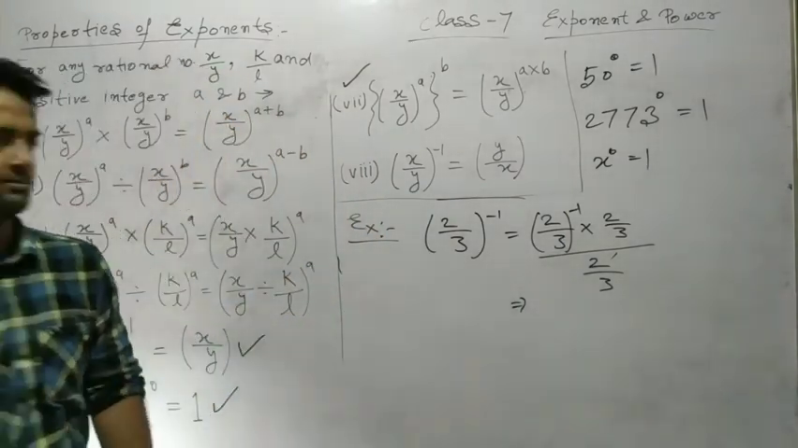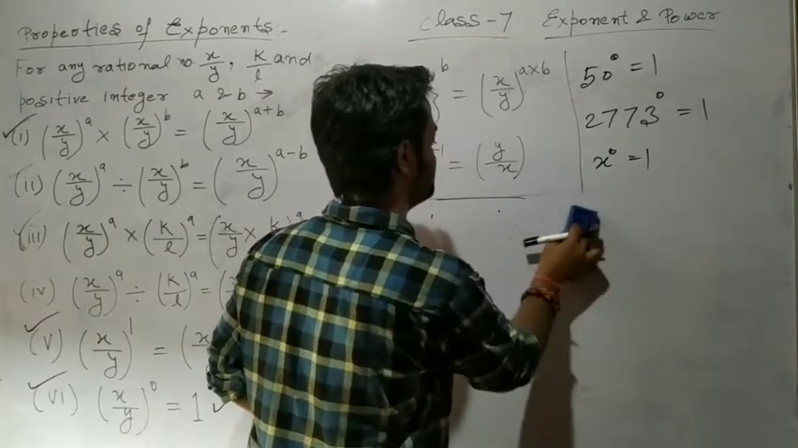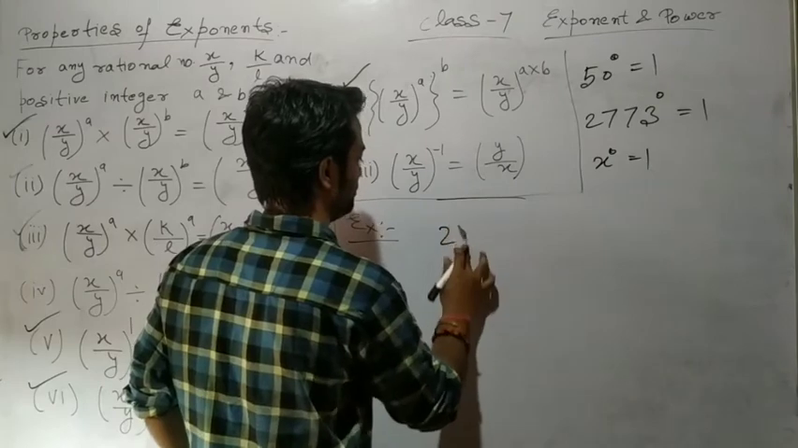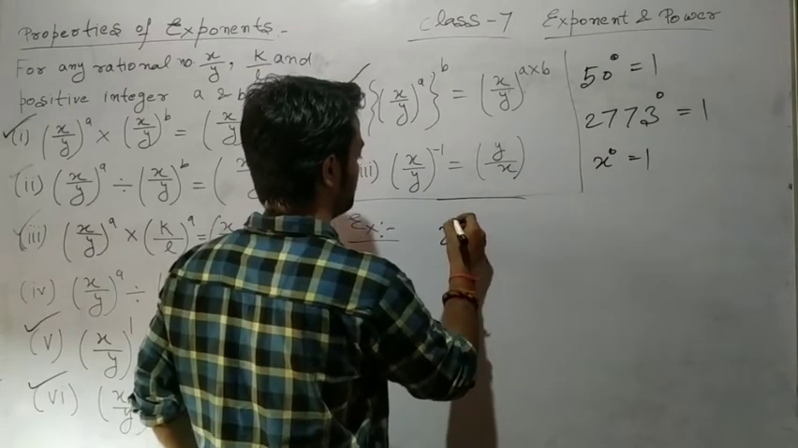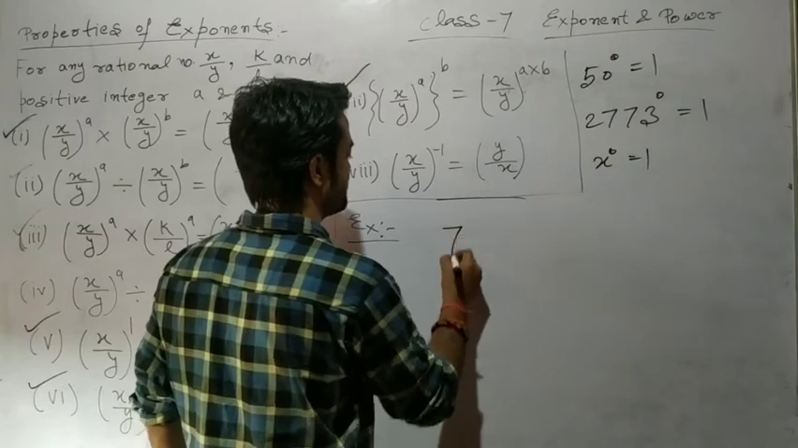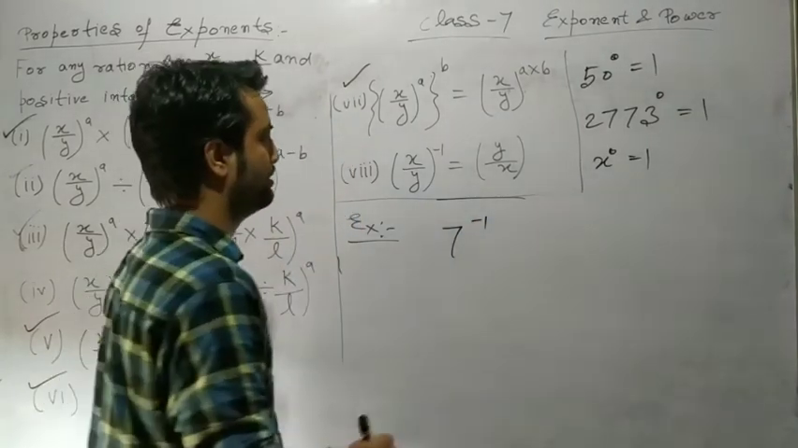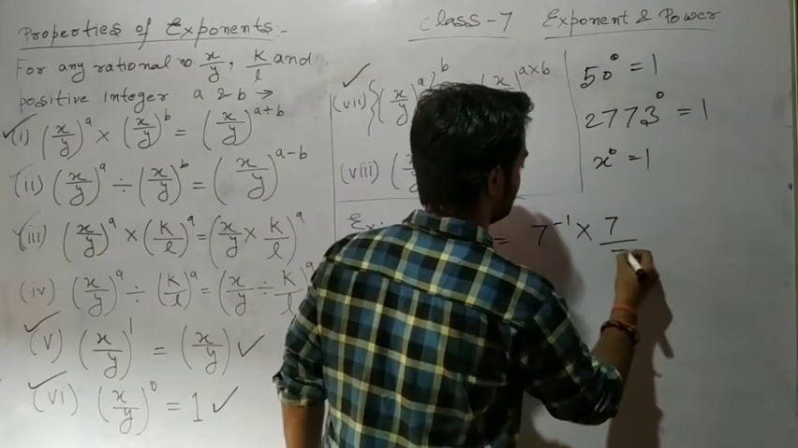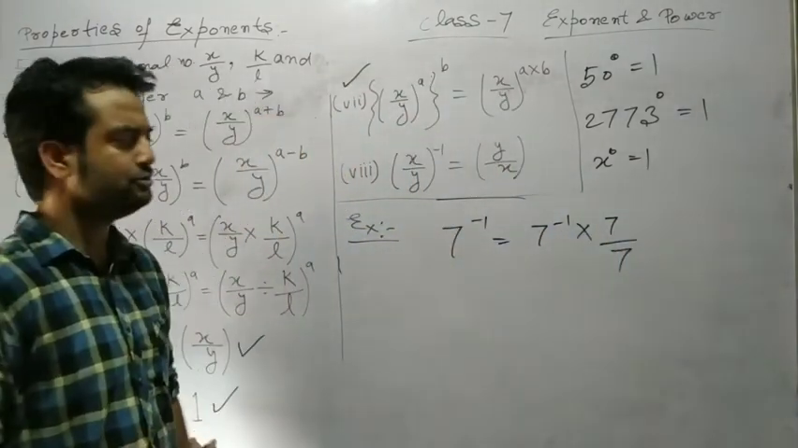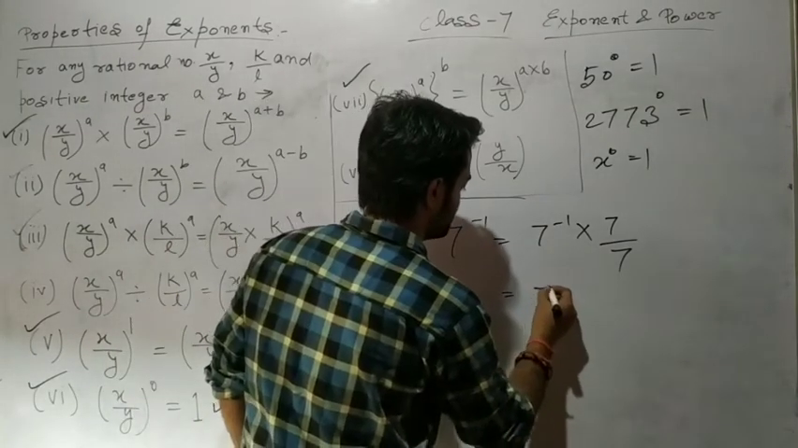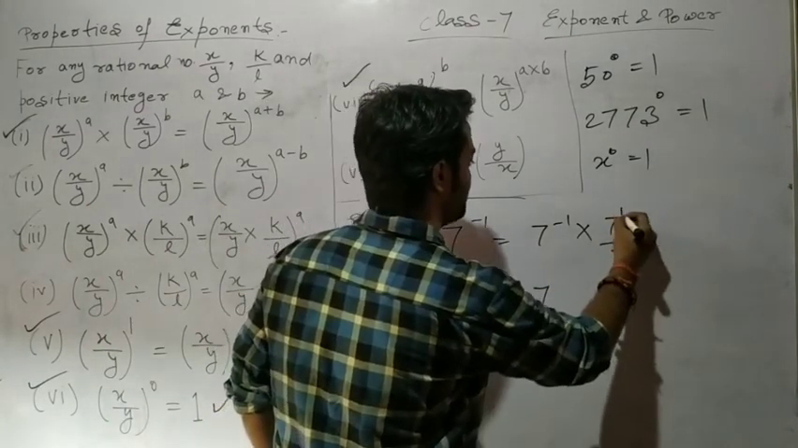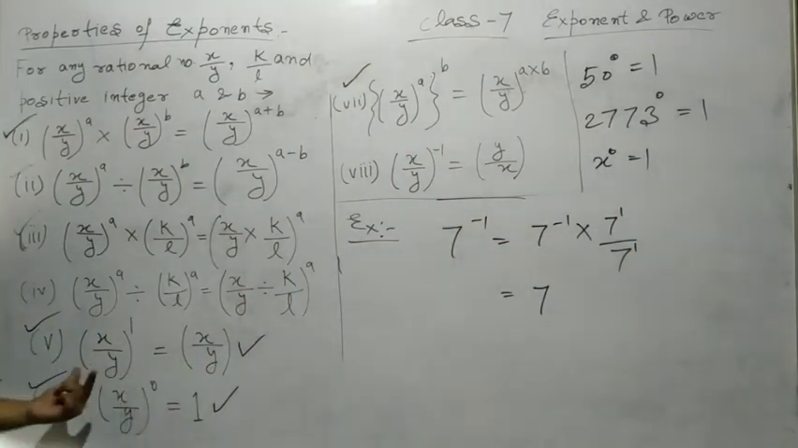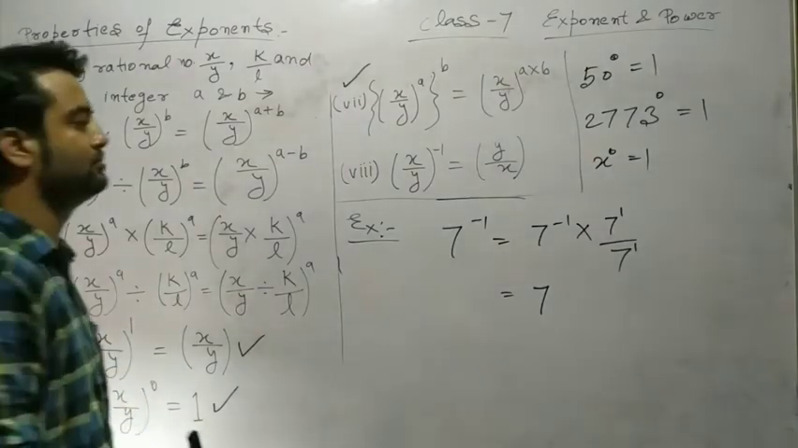Let's take a simple example first, otherwise you will be perplexed about what is going on here. I have taken 2 raised to the power 2 a lot of times. Here I am taking 7 raised to the power minus 1. I am multiplying it with 7 and also dividing it by 7. Any issue? No? 7 has power 1, as you know. Any number, if it is itself only, actually has power 1.